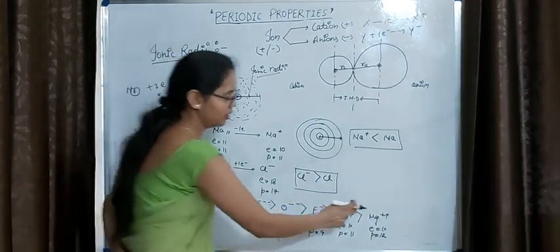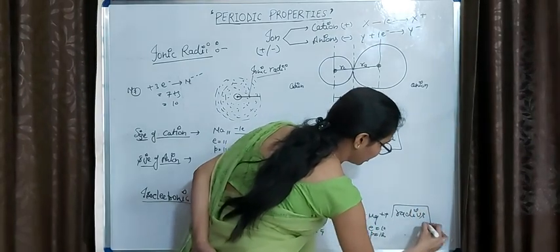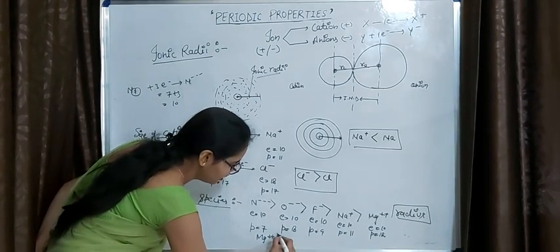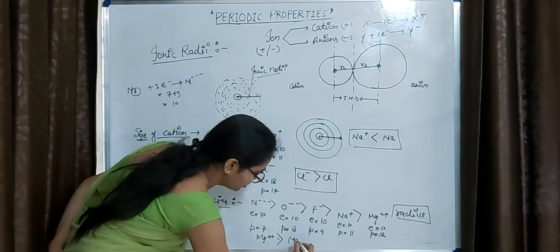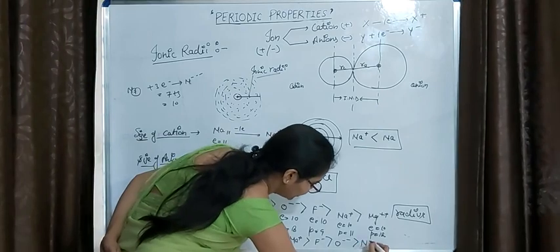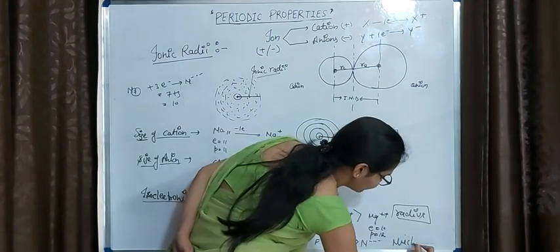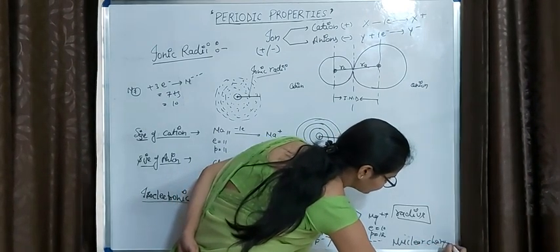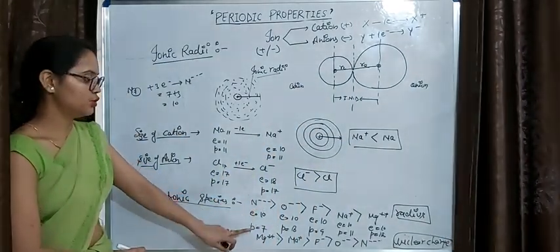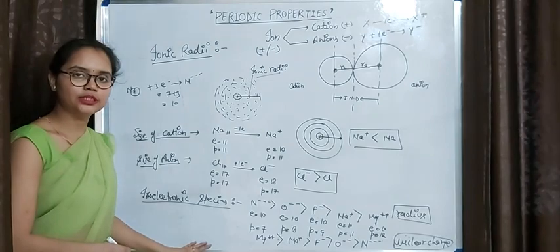So this order is for radius. Now if we talk about the nuclear charge, we can say Mg²⁺, Na⁺, F⁻, O²⁻, and N³⁻. This is the order of nuclear charge. So because of this order we are getting the radius order. So this is all about ionic radii: cation, anion, and isoelectronic species. Okay, thank you.